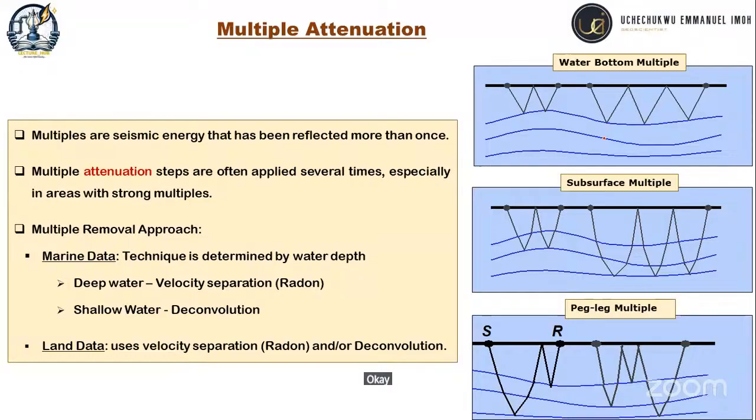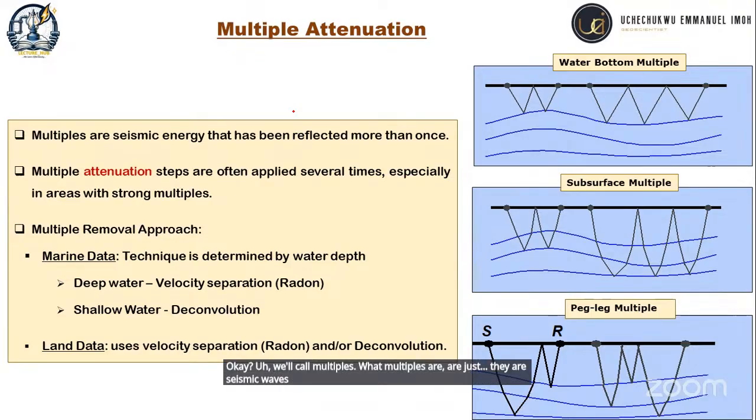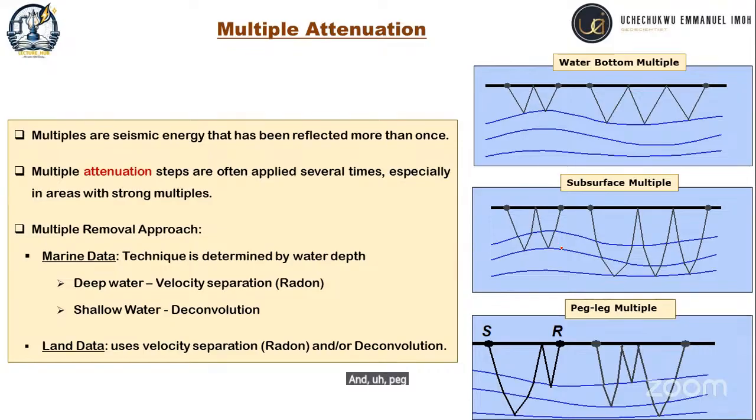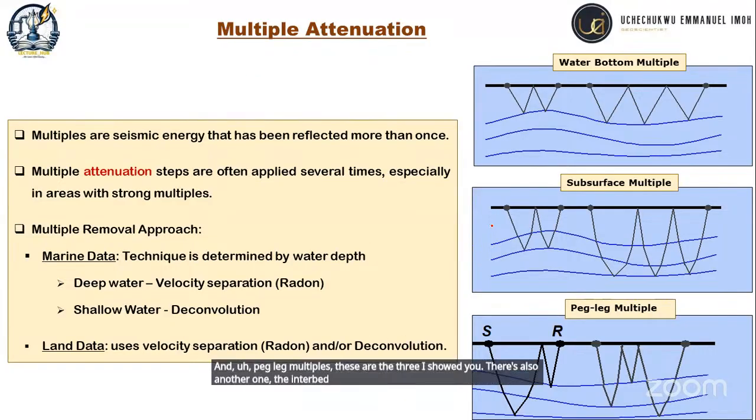Another type of noise that is common in seismic data is multiples. What multiples are is just seismic waves that have traveled multiple times before they got to the receiver. There are three types of multiples. You have water bottom multiples, interbed multiples or subsurface multiples, and peg leg multiples. These are the three I showed you. There's also another one, the interbed multiple. I don't think I showed that.